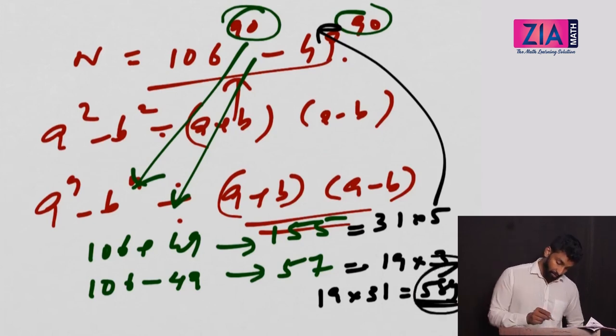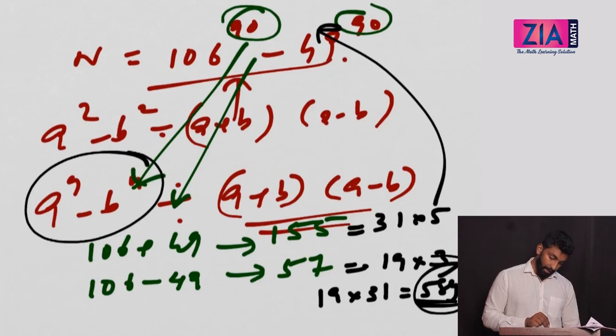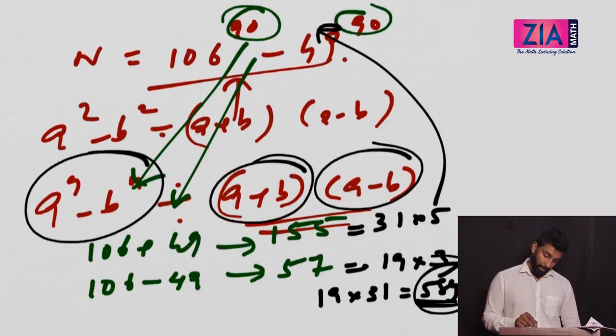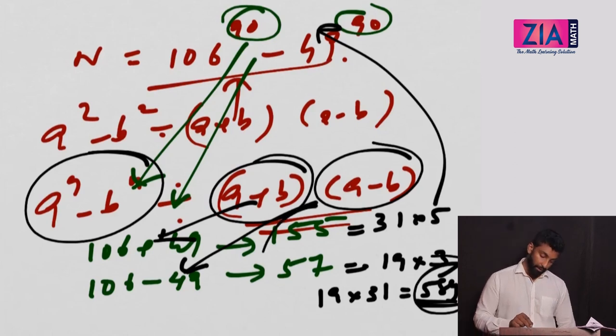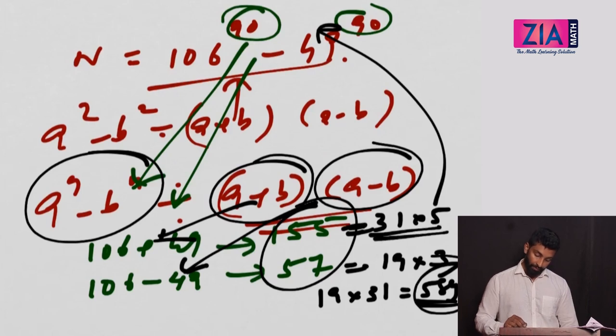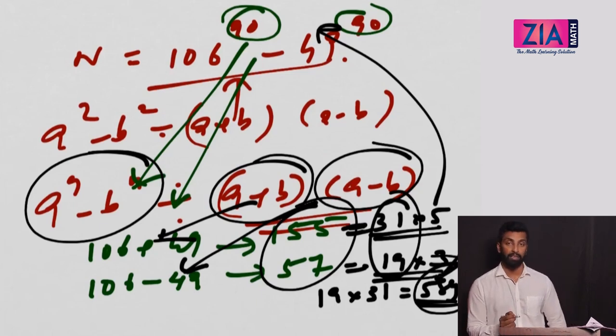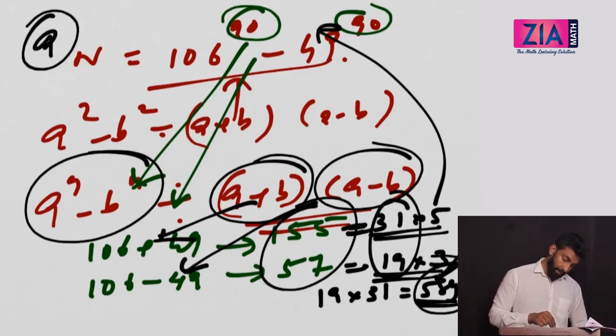What we have done is, we understood that for A raised to n minus B raised to n, A plus B and A minus B are factors. If A plus B is a factor, 106 plus 49 will be a factor. If A minus B is a factor, 106 minus 49 will be a factor. So we got these two are factors. So 155 I can write like 31 into 5. 57 I can write like this. So then 31 into 19 will also be a factor. So I'll take 589 as my answer. So answer for this question is 589, answer option A.